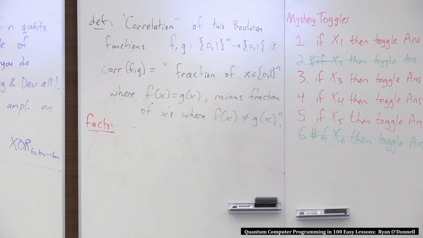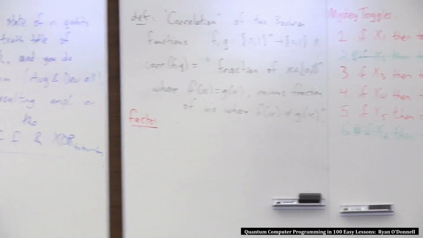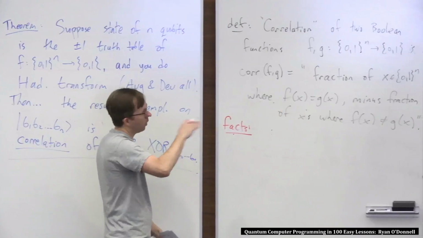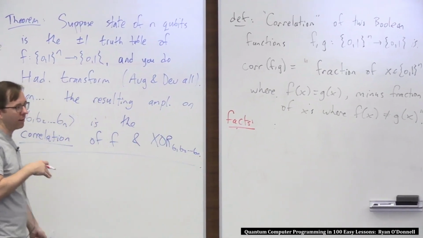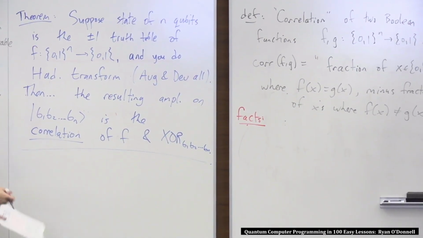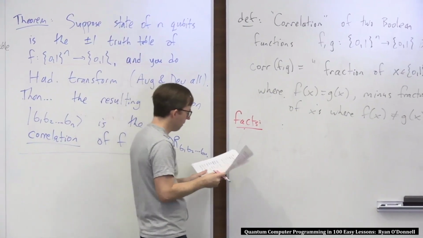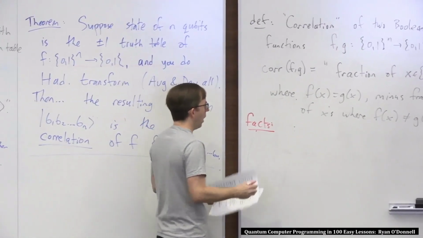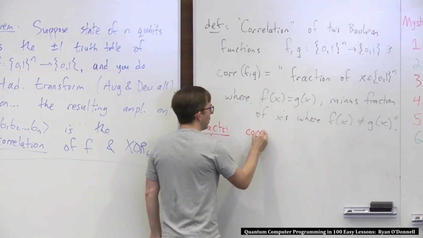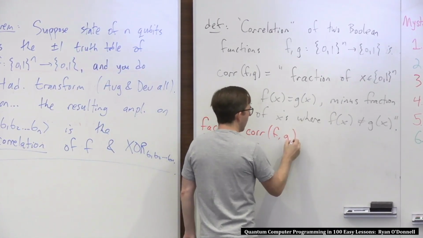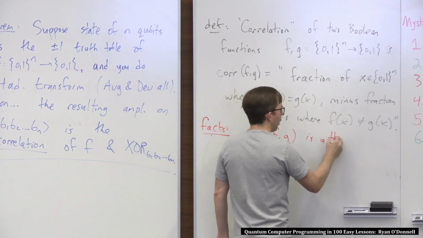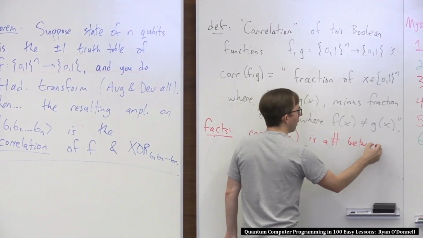To compute the correlation between f and g, imagine you're looking at the truth tables of f and g, and you look at all the rows and see how many times they agree and how many times they disagree, and you convert those to fractions, and then you subtract. So this correlation between f and g is a number between -1 and 1.